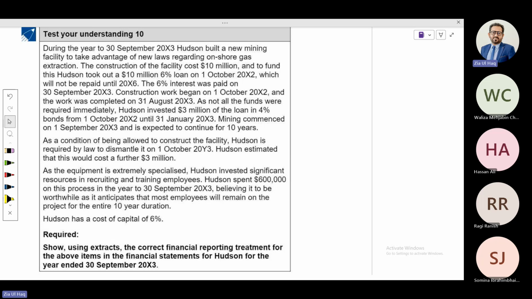Show using extracts the correct financial reporting treatment. Meaning what should be recorded in balance sheet, what should be recorded in profit and loss. You need to calculate all the figures. In balance sheet, what should be recorded as asset, what should be recorded as liabilities, and what should be recorded in profit and loss account.